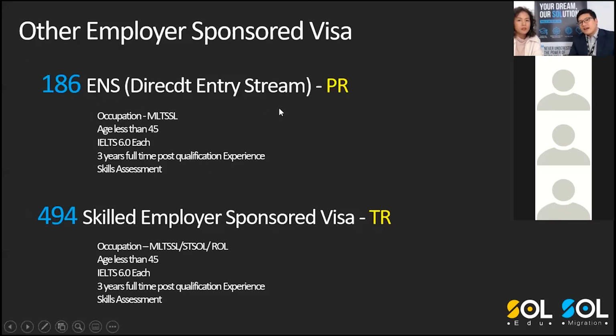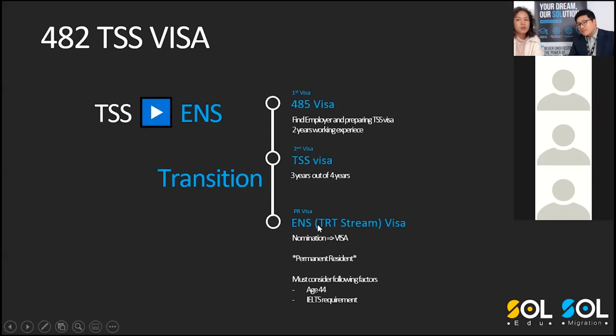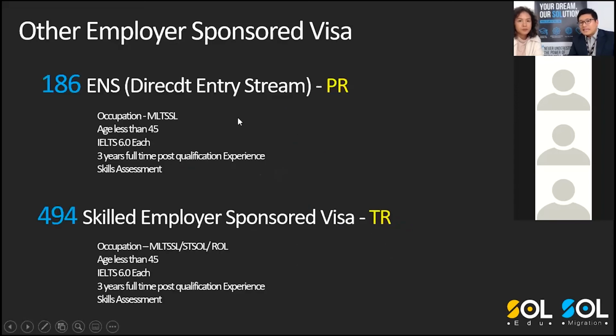The 186 direct entry stream requires a skill assessment as well. The TRT stream doesn't, because they already showed during the TSS visa that they worked with that employer in the nominated occupation for 3 years. The department assumes they meet the skill requirement, so they don't require the skill assessment. But for the direct entry stream, the department doesn't know whether their previous experience meets the skill level or not. That's why they need a skill assessment. And this also requires IELTS 6, and age less than 45, meaning until 44.